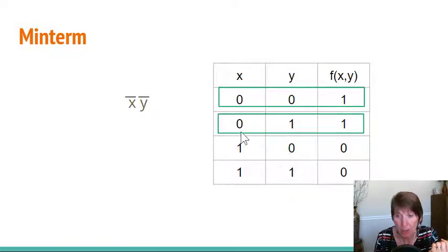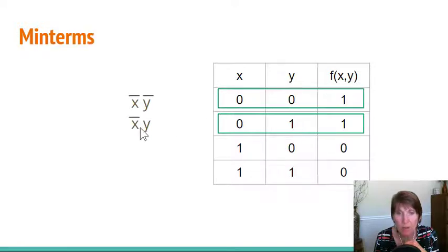Then we find another one that has 1 as the output. And again, we want to write the minterm. And the way we do that is as a product of the two inputs. In this case, since x is a 0, it's the complement of x times, now we have y, we have 1, it will be y. So let me say that again. Because we have a 0 for x, it'll be the complement of x times, since we have 1 for y, it'll be y. And so we have the complement of x times y.